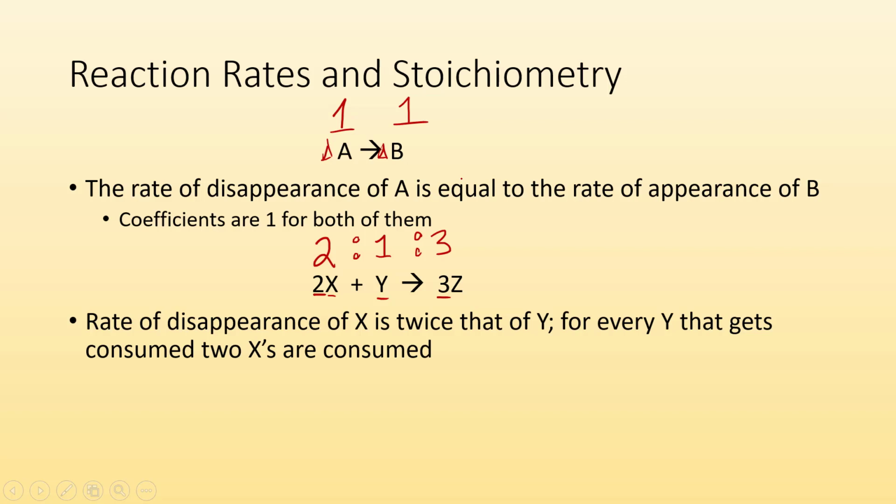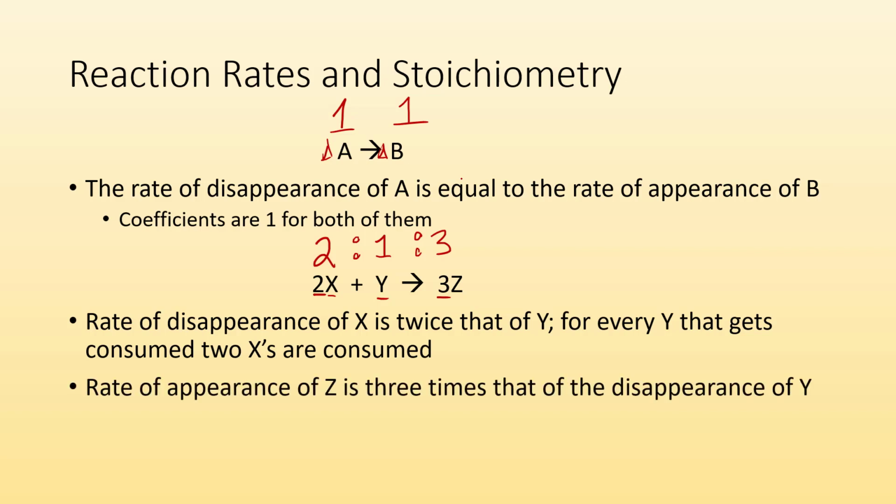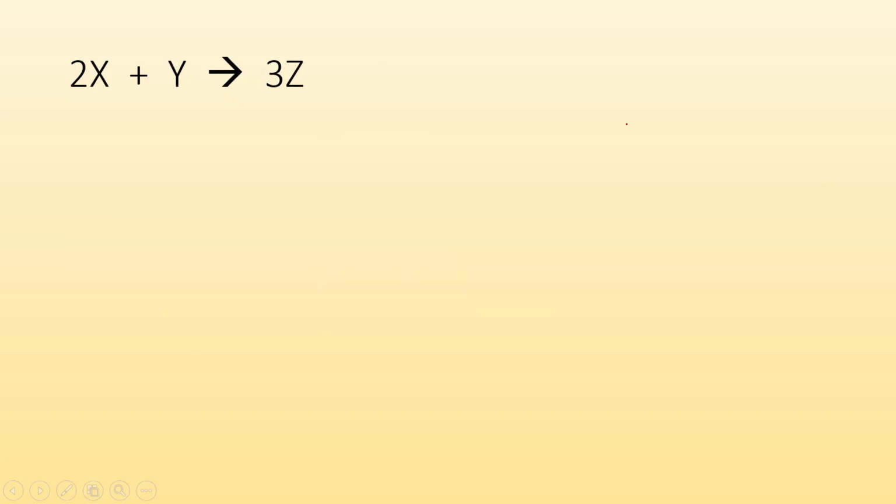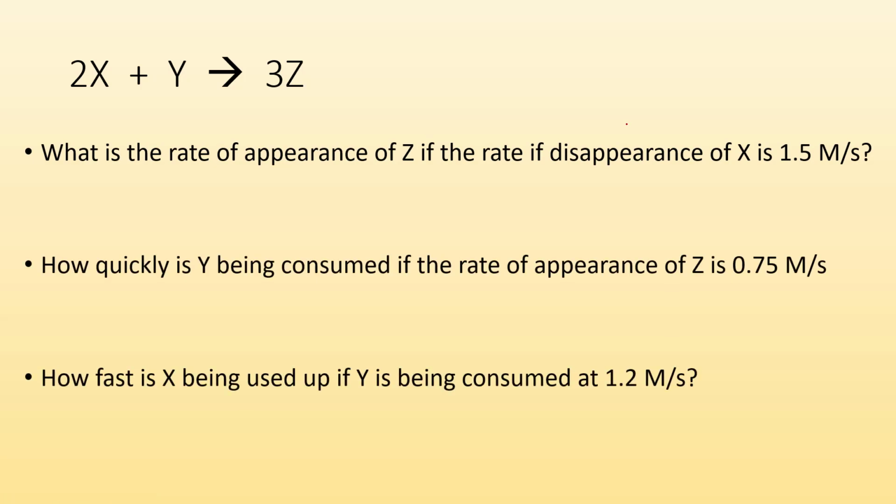All right, so the disappearance of x is twice that of y. It's going to disappear twice as fast as y is. And the rate of appearance of z is going to be 3 times the rate of disappearance of y. For every 1y we use, we make 3z. So let's work with this a little bit. Try these problems, see how you do, and then come back to it.